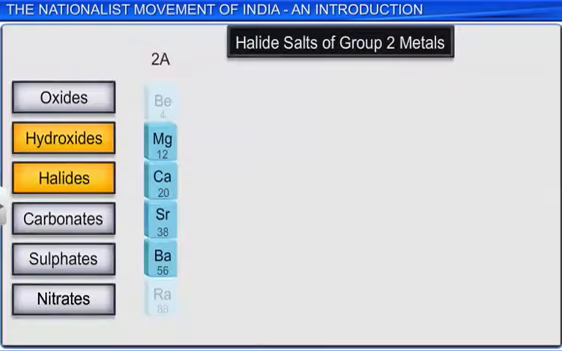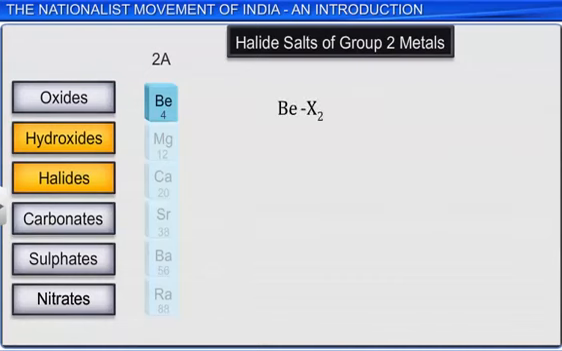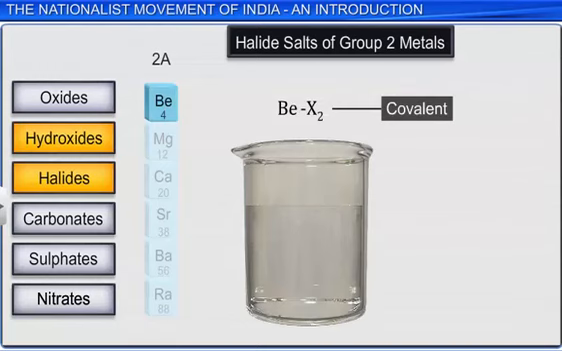The halide salts of the alkaline earth metals are essentially ionic in character, with the exception of the halides of beryllium. The beryllium halides are primarily covalent and thus are soluble in organic solvents.